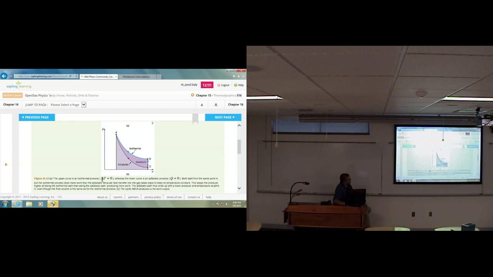In the isothermal process, delta T is equal to 0, so the temperature doesn't change. And in the adiabatic process, the heat flow is 0. No heat goes in or out. Okay? How do you achieve a process where delta T is equal to 0? Well, the best thing to do with that one is to make the process happen fairly slowly.